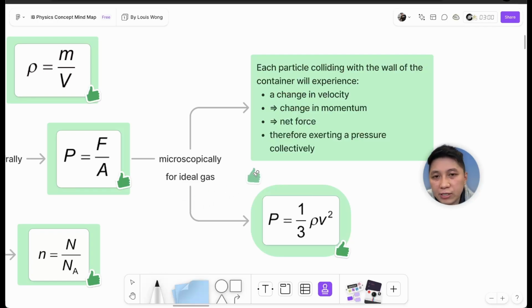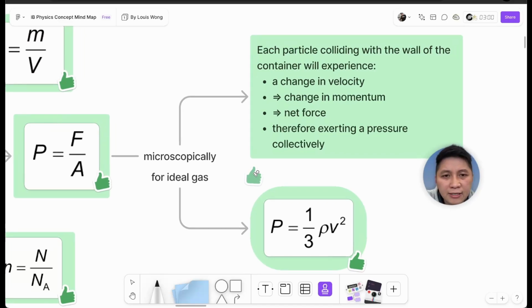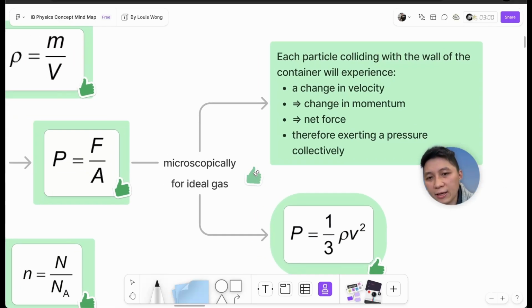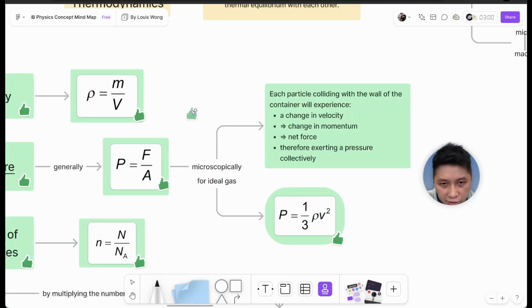If you really want to look through the derivation, I'm sure there's a video on the playlist. If you really want, then go for it. It's something to do with the particle going from one side to another side, like I said, and that's linked to the pressure.